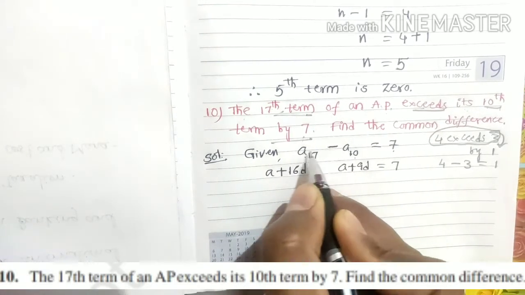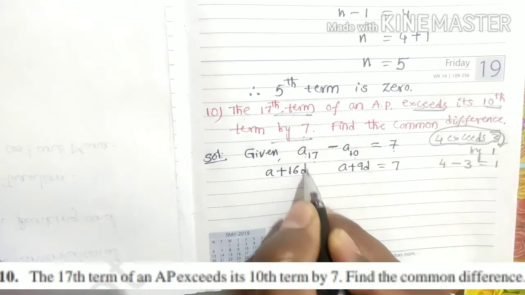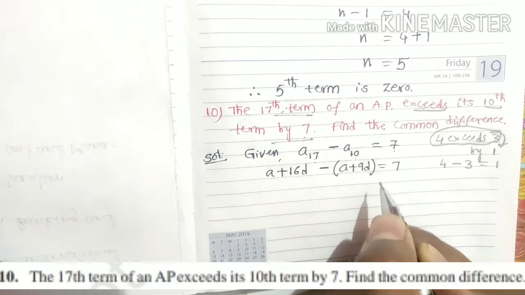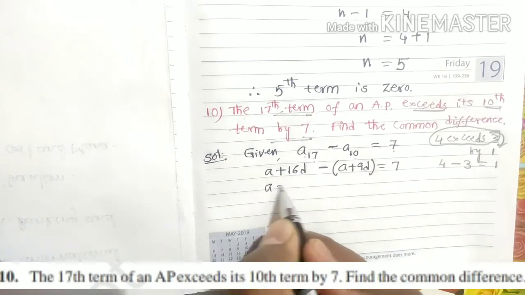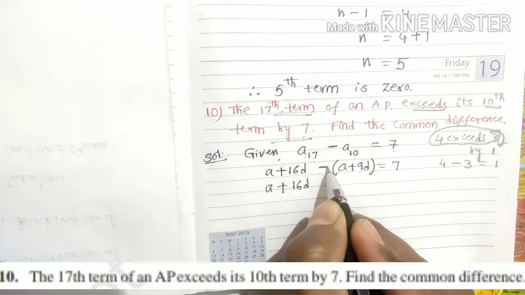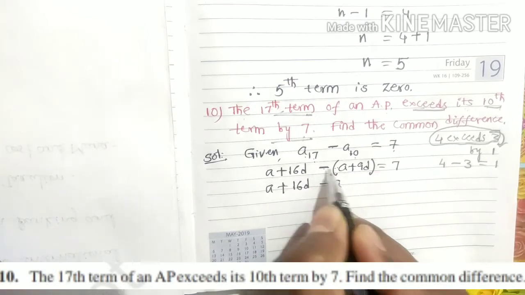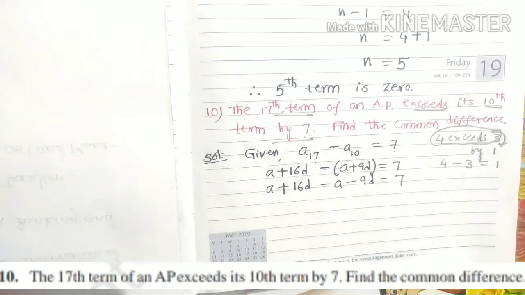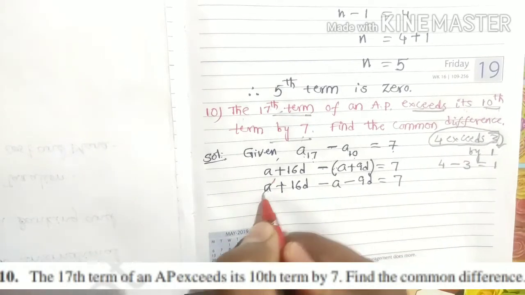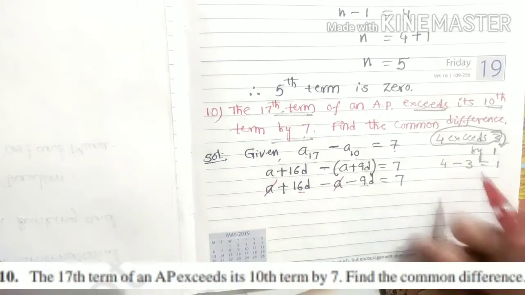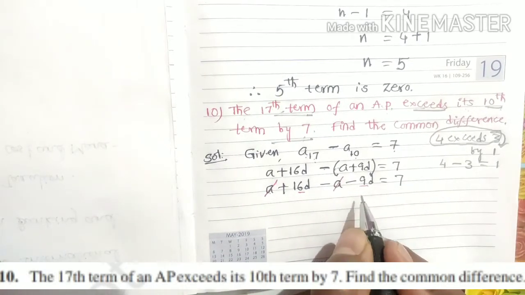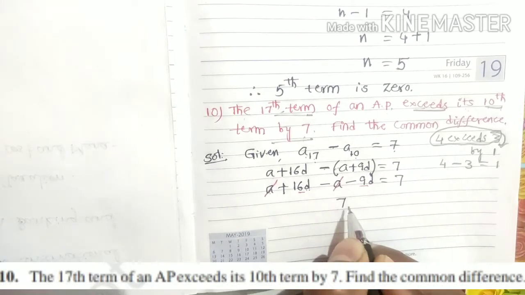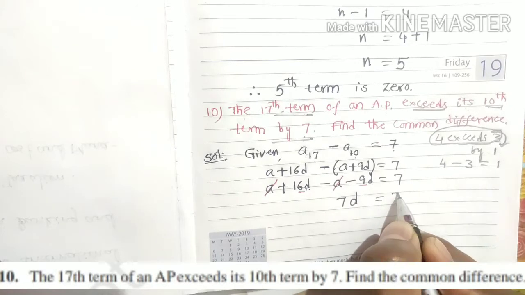We are doing the subtraction, A17 minus A10. A plus 16d, this is the A17 value, is to be subtracted by the A10, the 10th term, a plus 9d. Now a plus 16d minus a, minus into plus is minus, minus 9d equals 7. Now plus a minus a will become 0. 16d minus 9d, out of 16d we are subtracting 9d. 16 minus 9 is 7. That is the d term. 16d minus 9d is 7d, equal to 7.